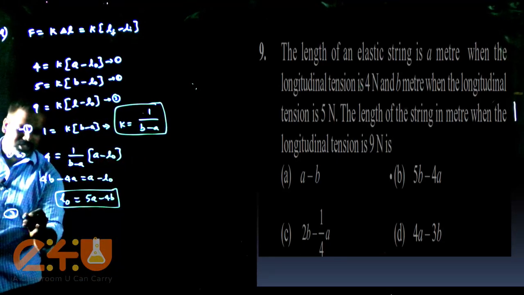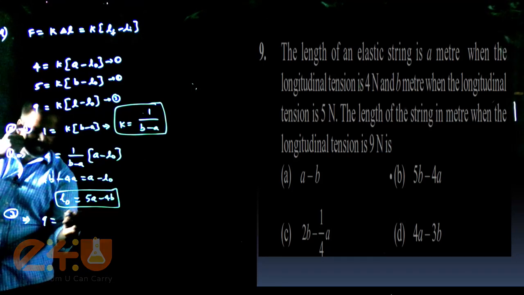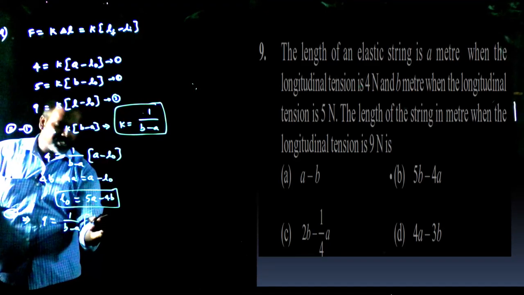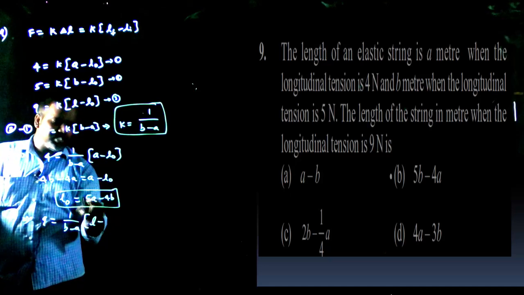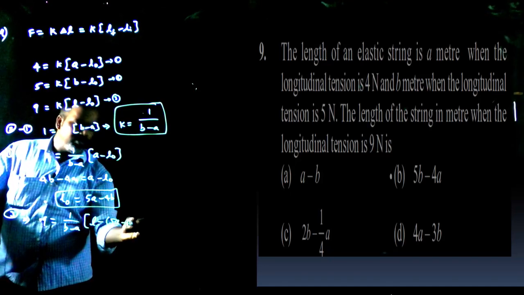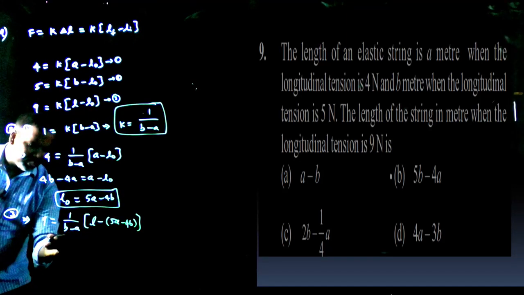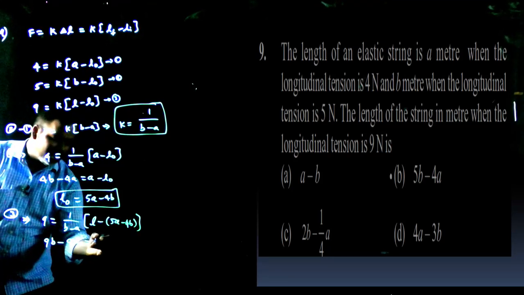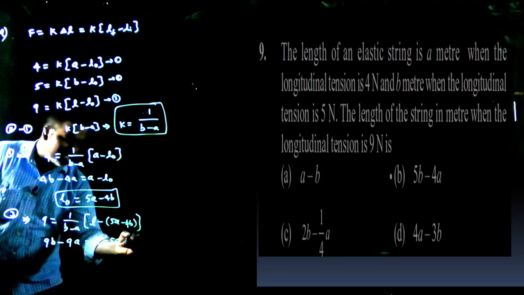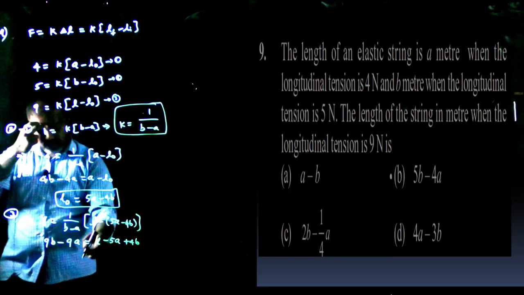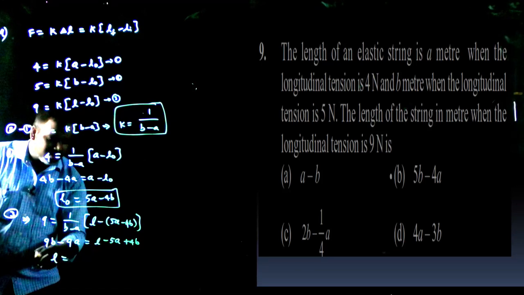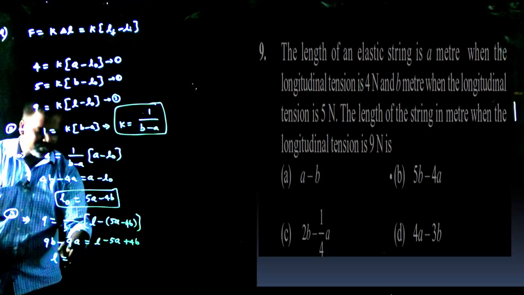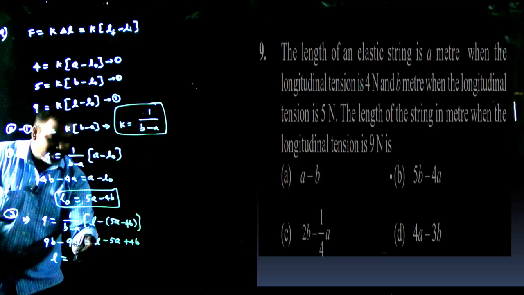So equation number 3 becomes 9 is equal to K, which is 1 by B minus A, into L minus L naught, that is, just subtract that: 5A minus 4B. Just do the cross multiplication. So 9B minus 9A is equal to L minus 5A plus 4B. We need L only, so take L to one side and the remaining terms to the other. Minus 5A goes to this side and becomes plus 5A.